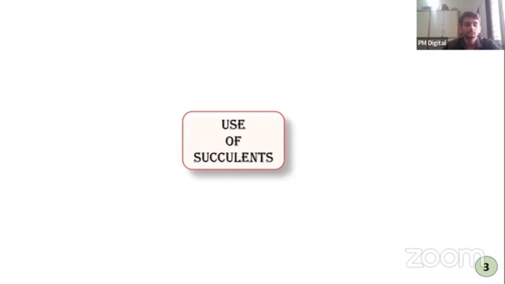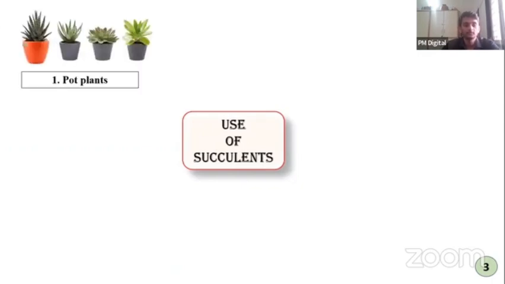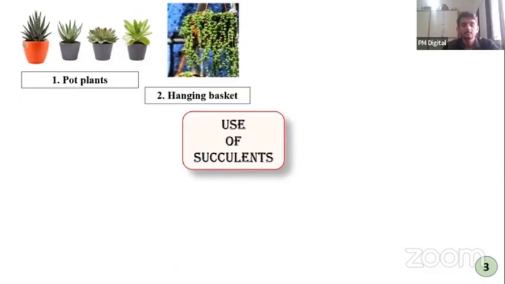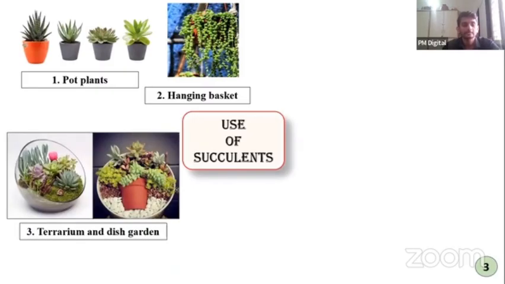Now coming to the uses of succulents. First one is pot plant. Succulents are highly useful for interiorscaping. Next one is hanging basket: string of pearls, string of hearts, then different varieties of string plants. They are highly useful for hanging basket purposes. Next is terrarium and dish garden. Generally, a terrarium is an enclosed transparent structure in which green plants are grown. A dish garden is the same as a terrarium, but the difference is that it is open.